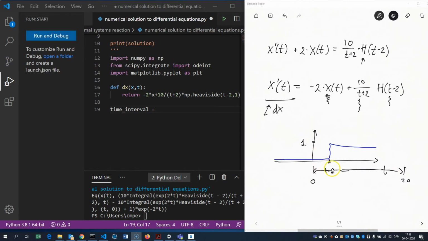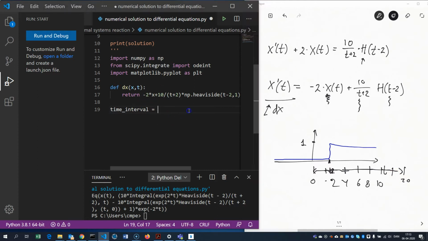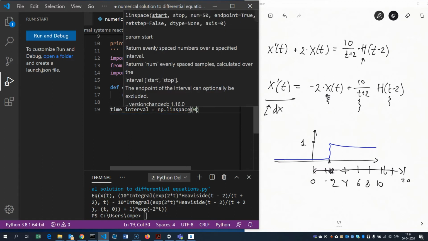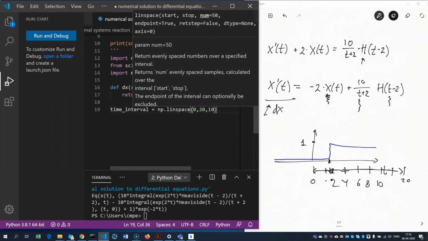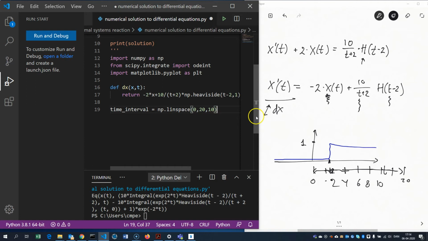And I need to specify in what points of time I want odeint to find a solution for the function. So I'll choose 2, 4, 6, 8, 10, and so on up to 20. That's most easily done by using the command linspace, starting with 0, ending with 20, and then let's use 10 points.